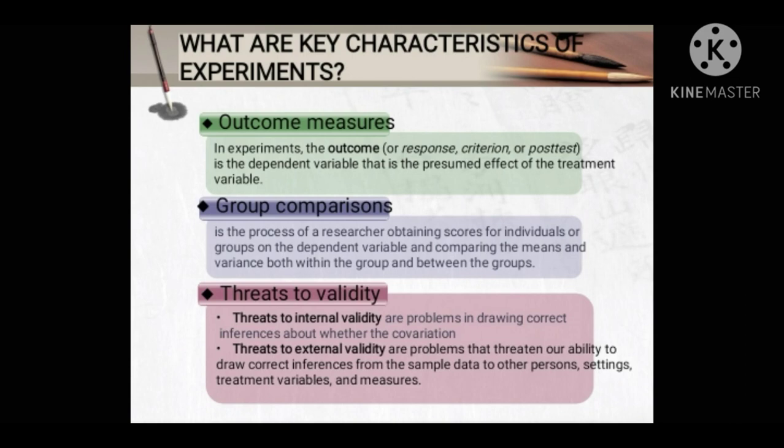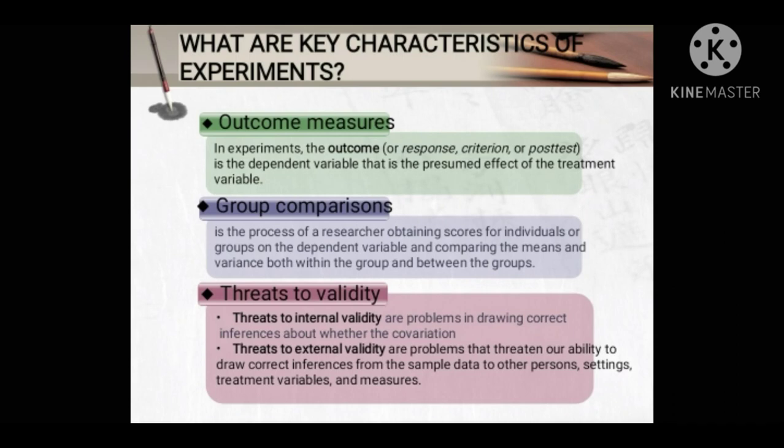Next is group comparison. A group comparison is the process of a researcher obtaining scores for individuals or groups on the dependent variable and comparing the means and variance both within the group and between the groups.